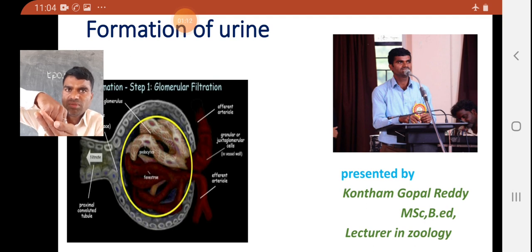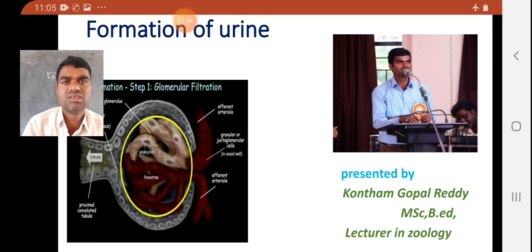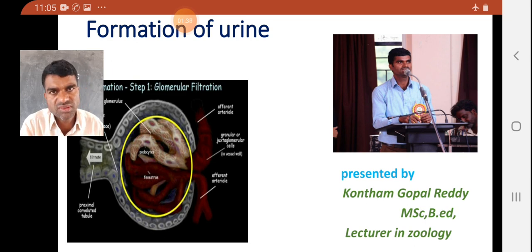From Bowman's capsule the H2O molecules are going into the PCT, proximal convoluted tubule, and again from the glomerulus the blood is going into the efferent renal arteriole. Okay, efferent renal arteriole into the vasa recta, and again it is going into the various parts. Likewise the urine is forming. Okay, now we will continue.